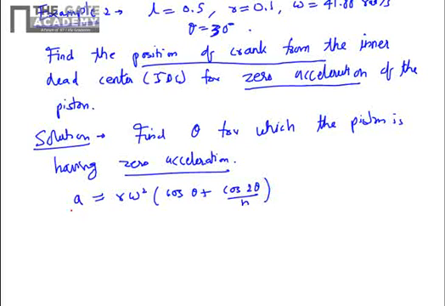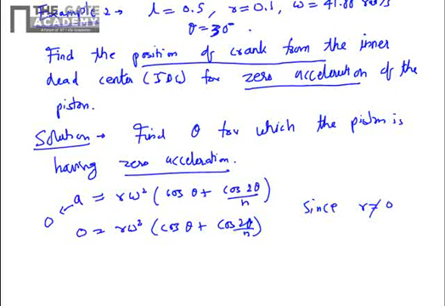The acceleration is 0, so this expression will equate to 0. Then we will simplify. So 0 is equal to r omega square (cos theta plus cos 2 theta by n). Since r is not 0 and omega is also not 0, this whole expression has to be 0. We equate and simplify: n cos theta plus cos 2 theta is equal to 0. From this equation we have to solve for theta.